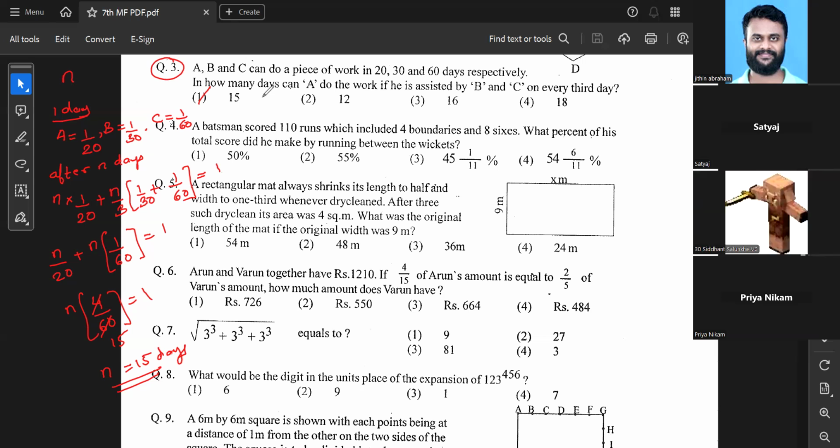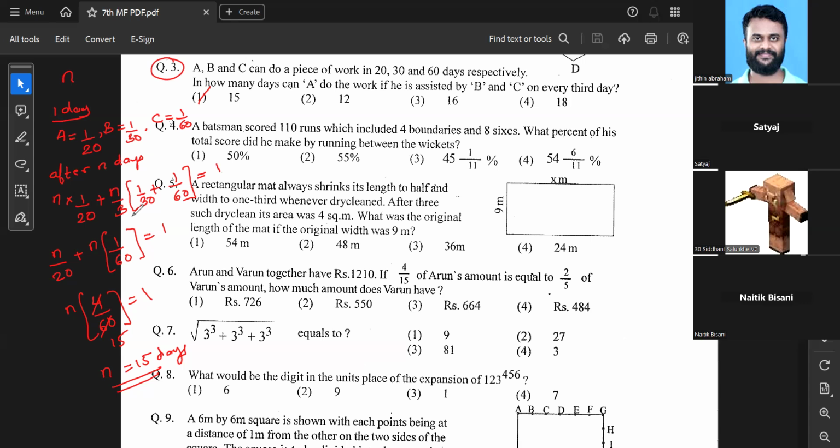Yes, sir, I have a doubt. Tell me. Sir, in n upon 3 into the bracket 1 plus 1 upon 30 plus 1 upon 60, 1 upon 20 should also come, no? Because on every third day, even he works. He's working on all days. Hence, n is completely for him only. Okay, sir. Understood.